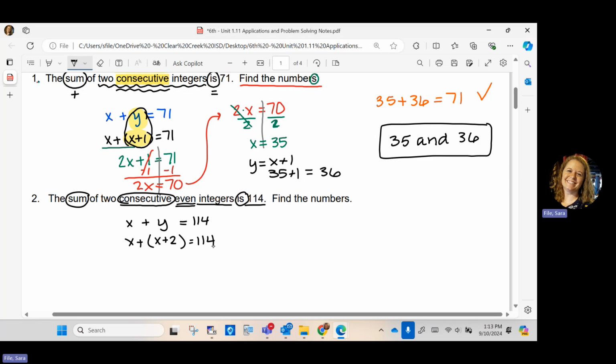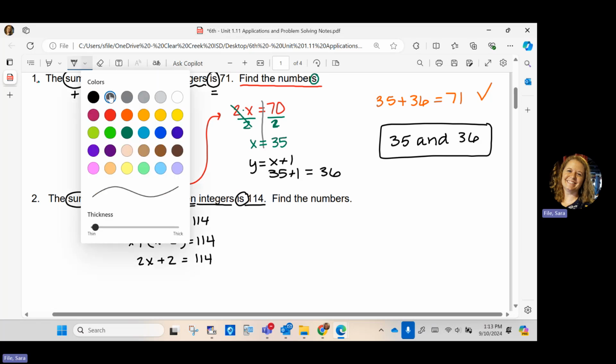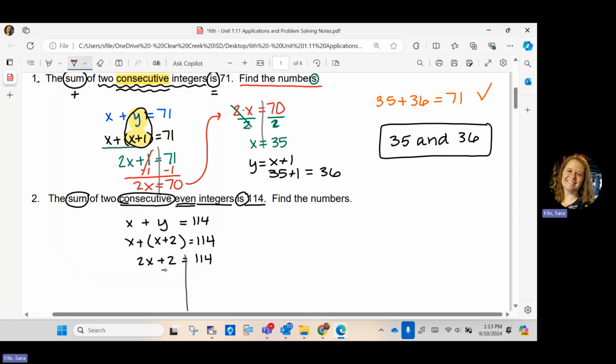Okay, so I'm going to do the same thing. I'm going to combine like terms. So I've got 2x plus 2. I'm going to go through the same process of solving this one. I'm going to subtract the constant because that's the opposite operation. Okay, that leaves me with 2x equals 112.